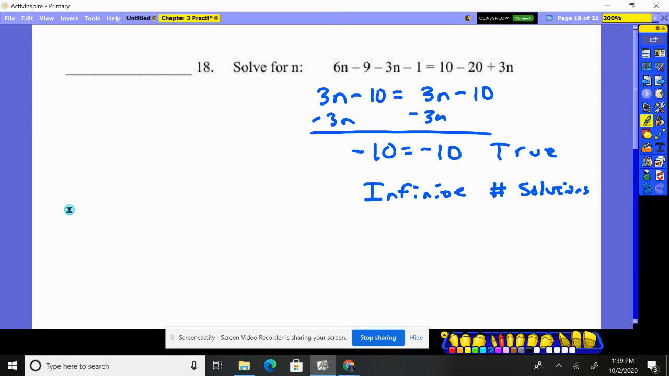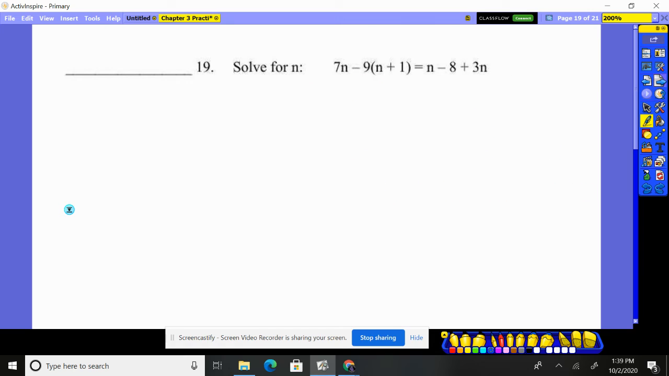N can be anything, no matter what, because you end up with basically one equation equaling itself. So no matter what you plug in, it's going to equal itself. So infinite number of solutions for number 18.